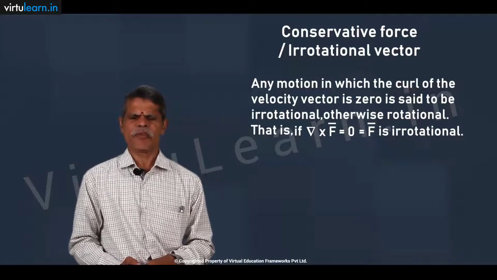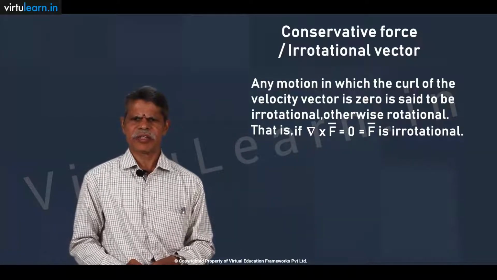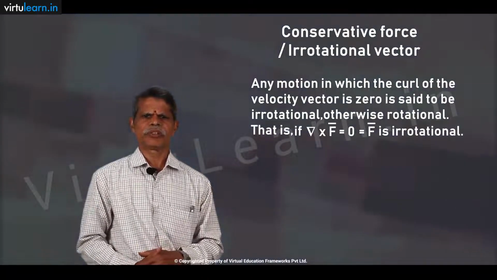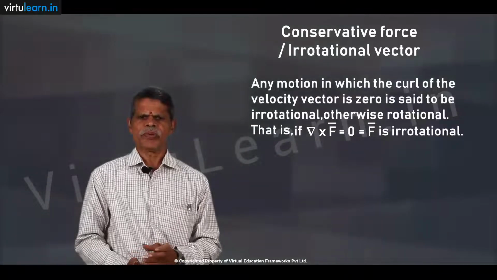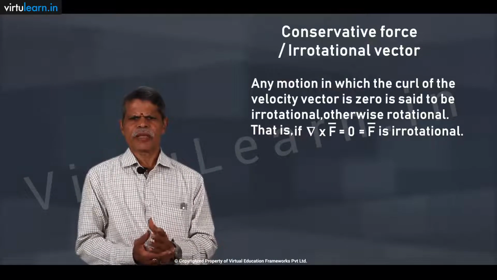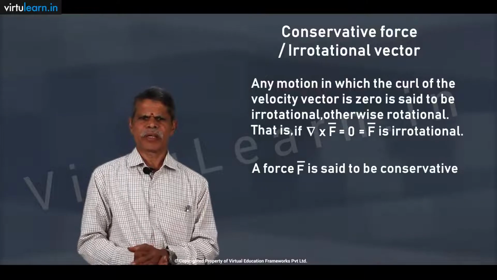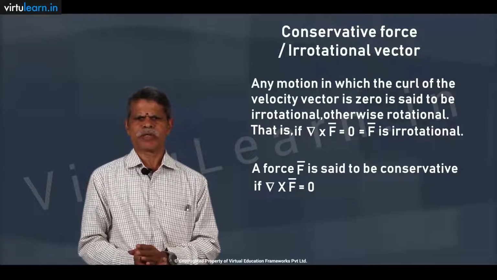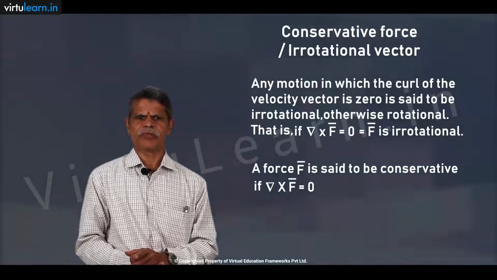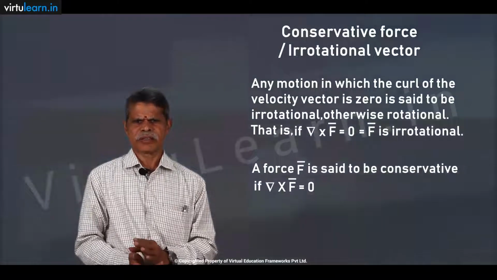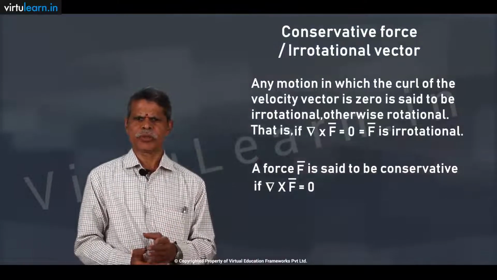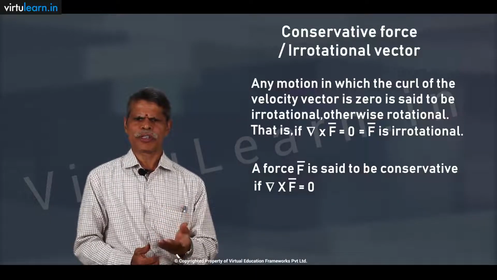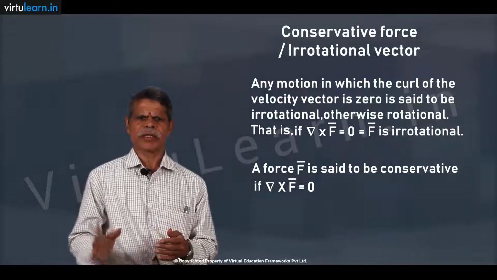In fluid dynamics, if V bar represents velocity vector of a flowing fluid and curl V bar is equal to 0, then the flow is said to be irrotational. Similarly, if a force represented by F bar is such that curl F bar is equal to 0, then F bar is said to represent a conservative force. So curl F bar is equal to 0 can be interpreted in two ways. F bar can represent an irrotational vector or F bar can represent a conservative force.